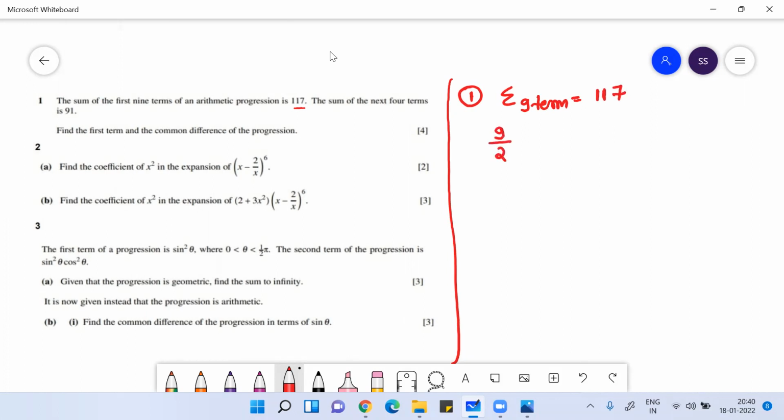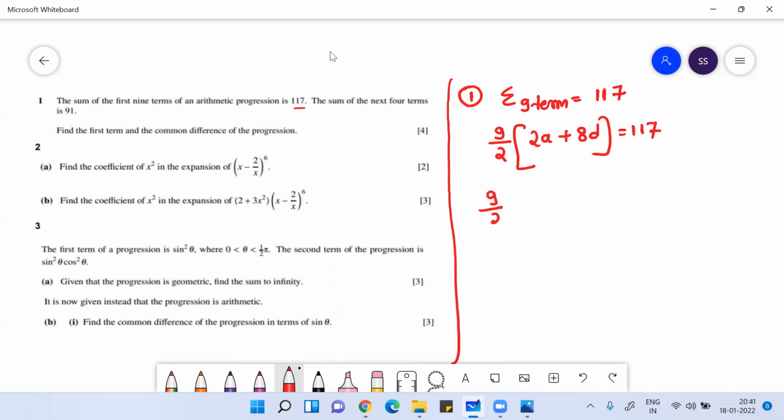So here n is 9. The formula is n by 2 into 2a plus n minus 1 d. So n is 9, 9 minus 1 is 8, so 8d. So 9 by 2 into 2a plus 8d is 117. This is given to you.